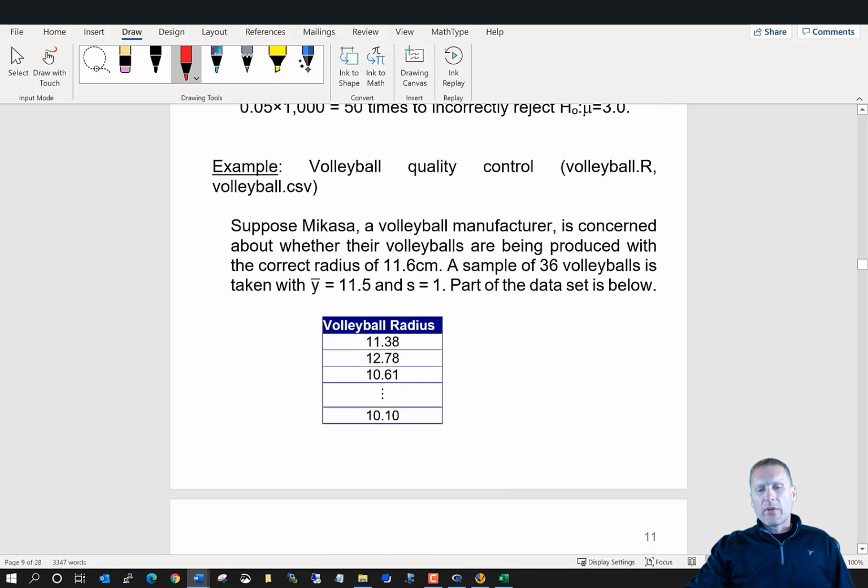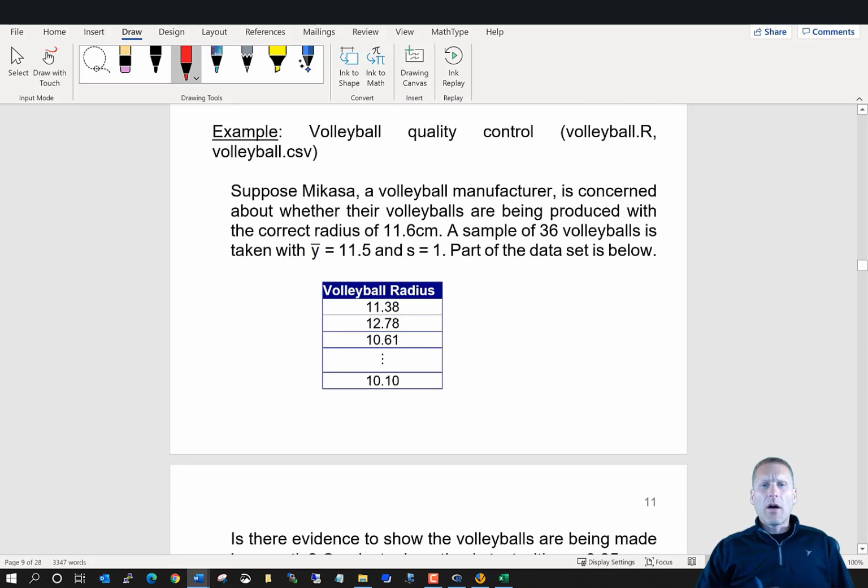So this deals with basically quality control in a manufacturing setting. For some reason, I decided to use volleyballs here, perhaps because I like to play volleyball. I played a lot in my life. And so this is where this example comes from. One of the leading manufacturers of volleyballs is a company by the name of Mikasa. And let's say that they're concerned whether their volleyballs are being produced with the correct radius of 11.6 centimeters.